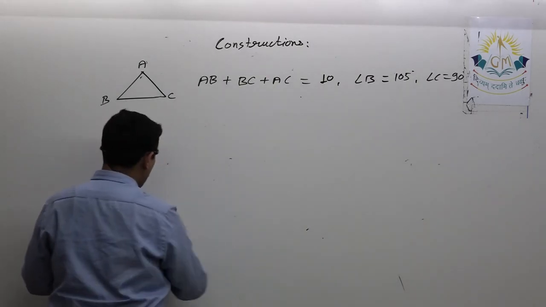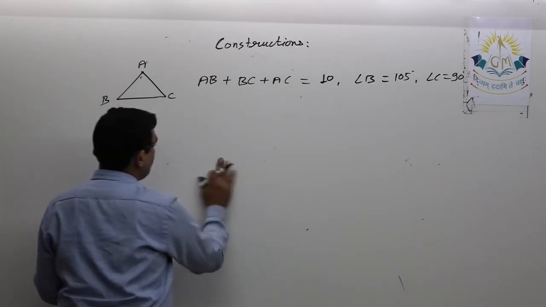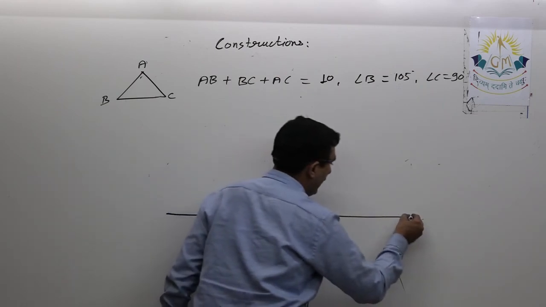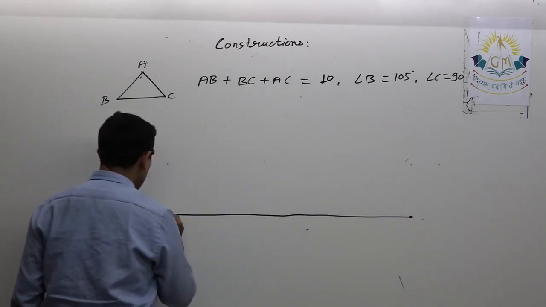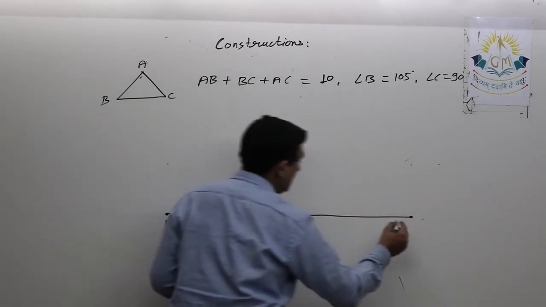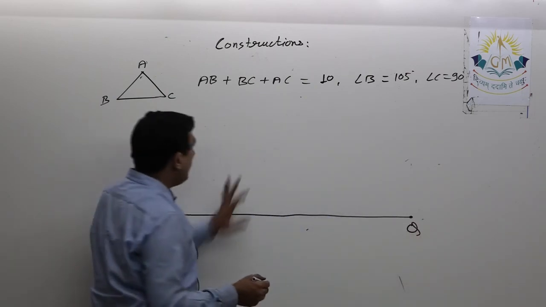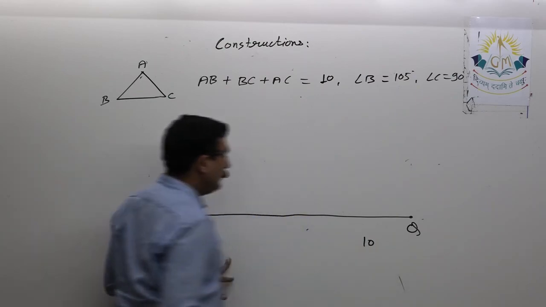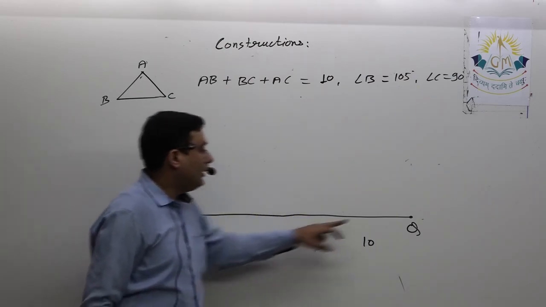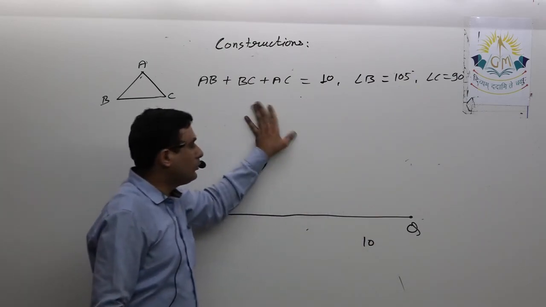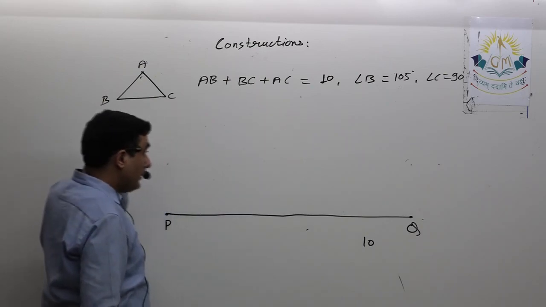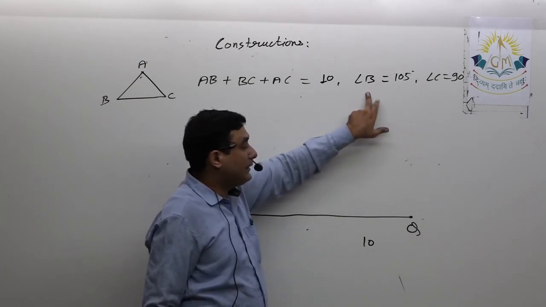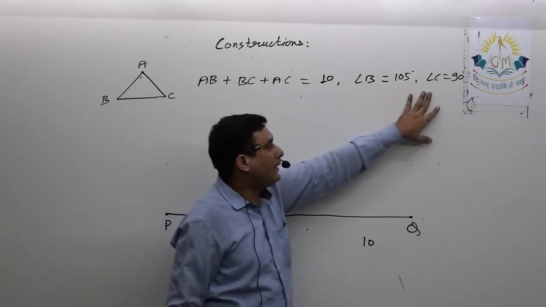So we'll start by drawing the base, or we'll draw a line segment PQ, PQ equal to the perimeter of the triangle, that is 10. We draw a segment whose length is equal to the perimeter of the triangle. Now at one end of that segment, I will draw angle B and angle C.